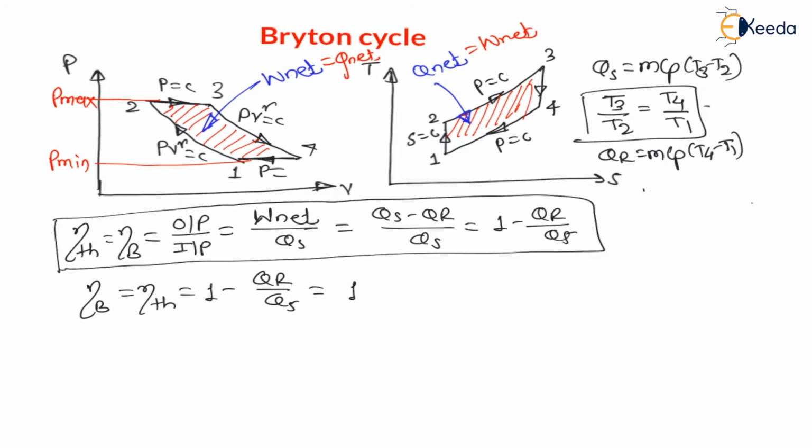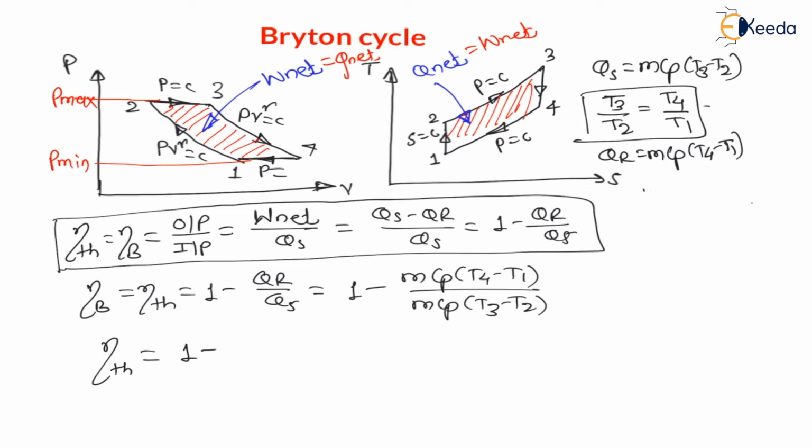So it is equal to 1 minus heat rejected, which is during 4 to 1, that is mCp (T4 minus T1), divided by heat supplied, which is during the 2 to 3 process, that is mCp (T3 minus T2). So my dear students, here mCp will get cancelled, and this thermal efficiency for the Brayton cycle will become equal to 1 minus (T4 minus T1) divided by (T3 minus T2). This will be the thermal efficiency of this Brayton cycle.